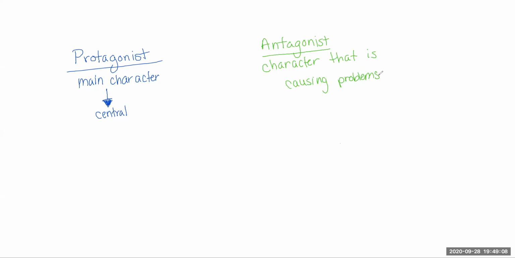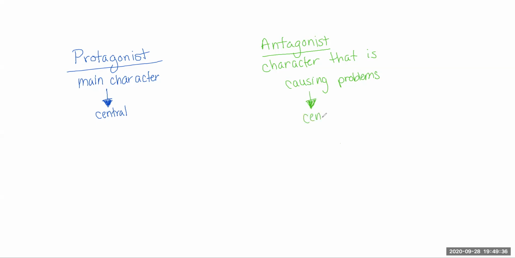Maybe it is a bully in school. Maybe if you're looking at a world-ending event, it could be a character who wants to do the opposite of what the protagonist wants to do, and really has all kinds of issues and causes problems for that protagonist. So the antagonist is the character that's causing the problems. It's most often going to be the central problem.